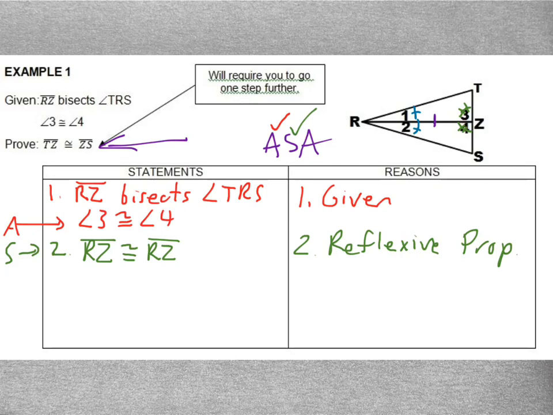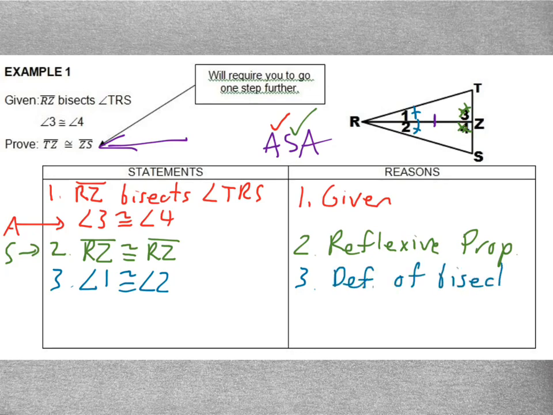Okay, so now I need another pair of angles. The other pair of angles I need are angle 1 and angle 2. So I'll state that angle 1 is congruent to angle 2. And the reason is because RZ bisects the angle, so this is definition of bisect. That's what bisect means. It cuts the angle in half. Okay, there, I've got my other angle.